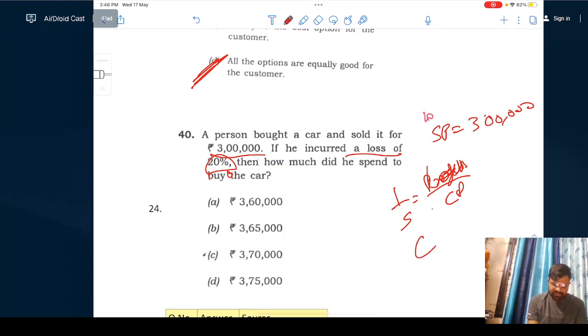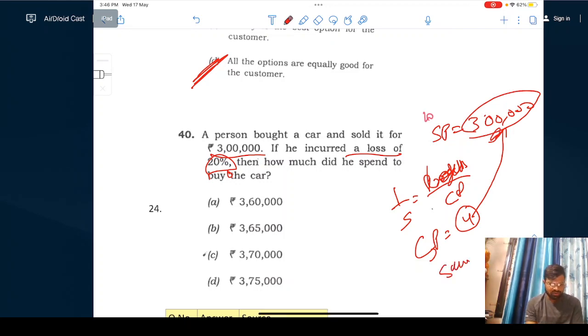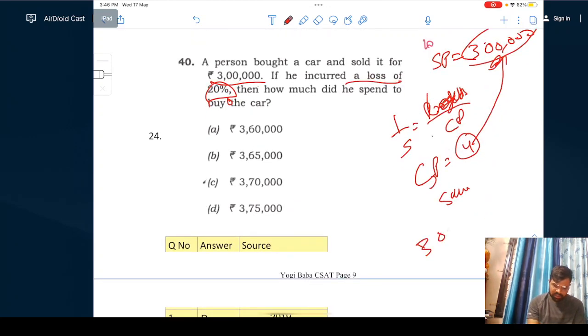So SP will become CP minus loss. That means SP is equal to 4 units. So 4 units is equal to this 3 lakh. We have to find 5 units. So it will become 3 lakh, 300,000 divided by 4 into 5.